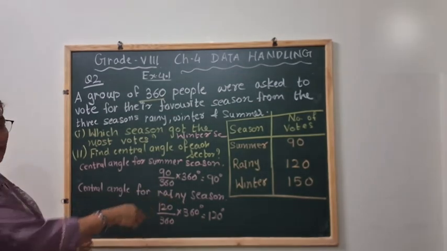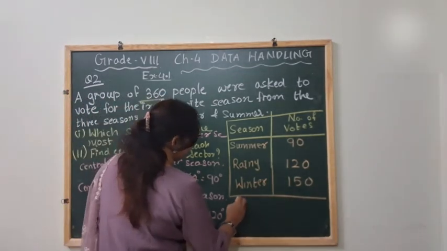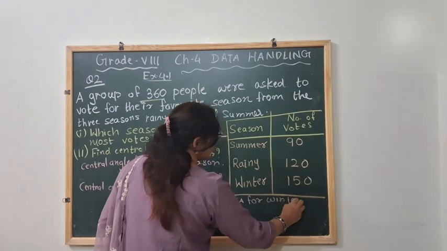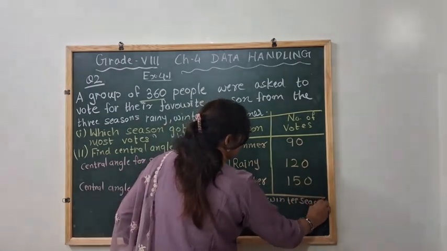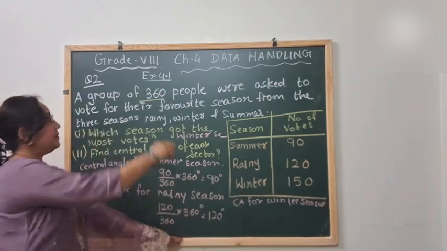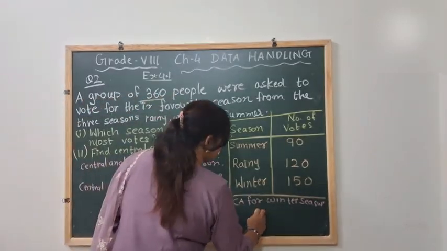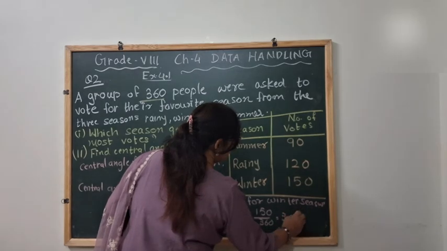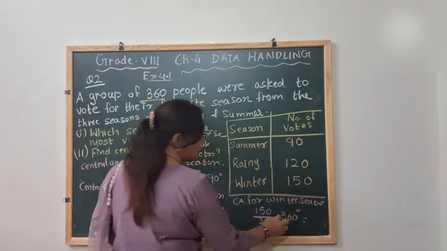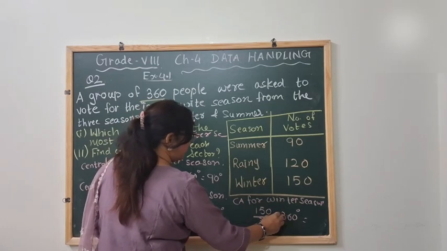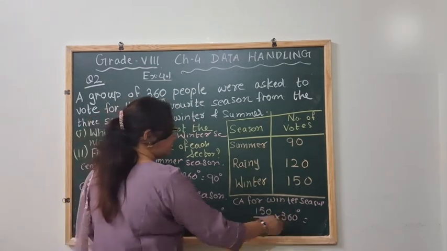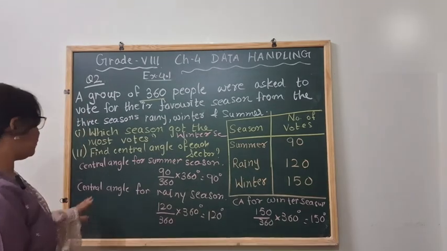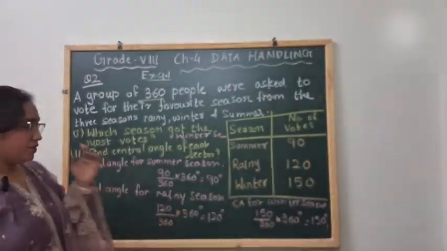Now the central angle for winter season. The number of votes is 150 divided by number of people 360, multiplied by 360 degrees. The 360 cancels, so the answer is 150 degrees. So we have got the central angle for summer season, rainy season and winter season.